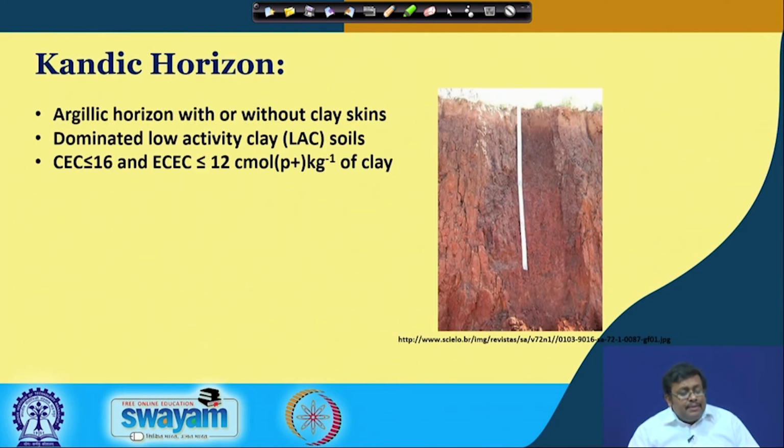Now, candic horizon. Remember that the candic horizon is mainly composed of low activity clays, or in other words, this candic horizon is a modification of argillic horizon. So, it is basically an argillic horizon with or without clay skins, and it is dominated by low activity clays, and it has a cation exchange capacity of less than 16 and effective cation exchange capacity of less than 12 centimole proton per kg of clay. It can be found in red and lateritic soils, and it is dominated by low activity clays.